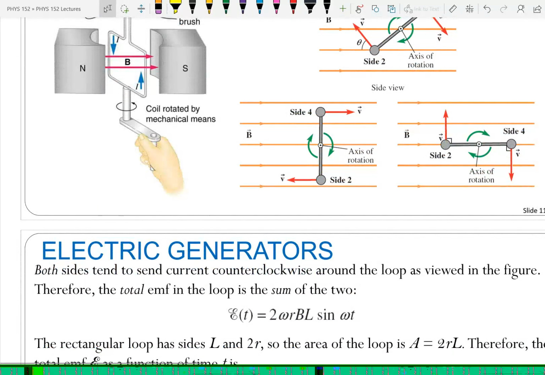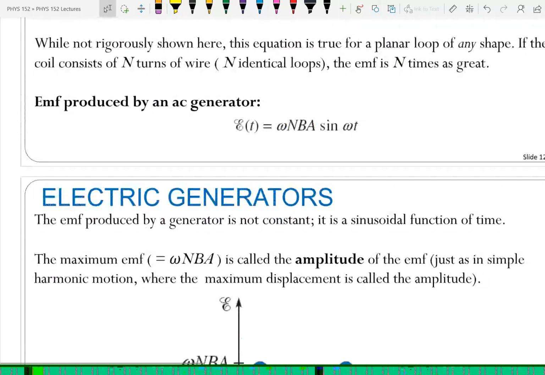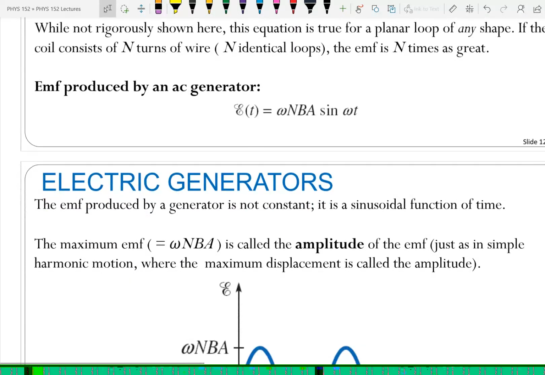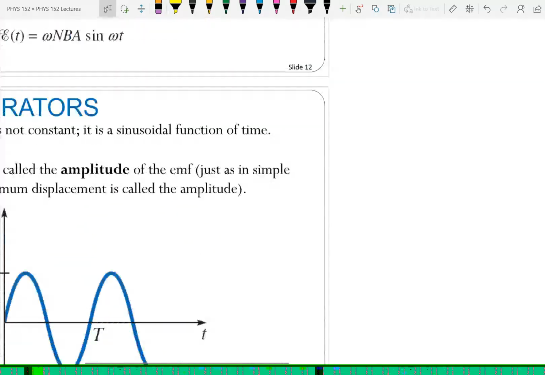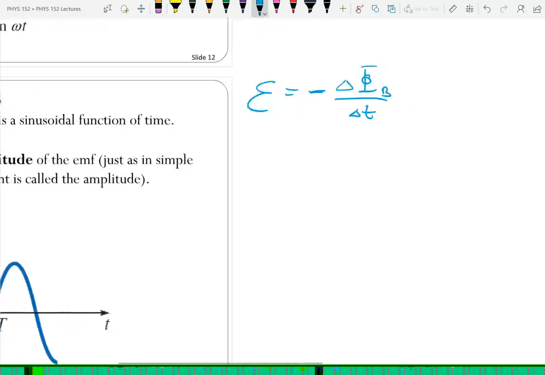Yeah, I'm just going to skip over this because we've talked about the motional EMF and now we've gotten to Faraday's law of induction. So this here is going through the calculation of the electricity that's produced. We could get to the same answer just using Faraday's law of induction. If I use Faraday's law of induction, the EMF is equal to, I'll throw in the minus sign, the change in magnetic flux over change in time.